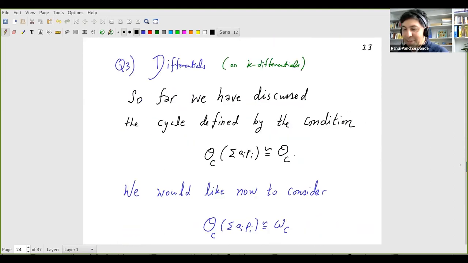So differentials. So far we've discussed the cycle defined by this condition. That's this Abel-Jacobi theory.